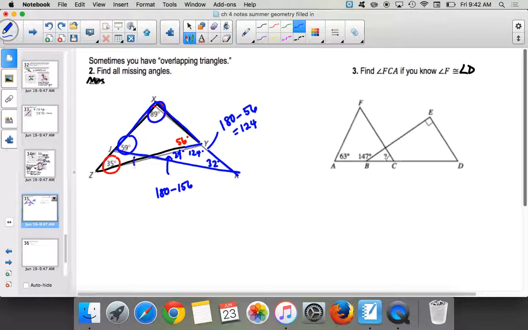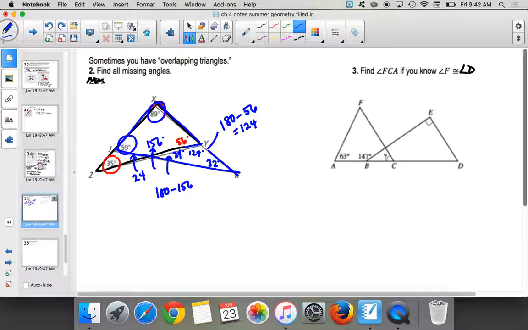What about over here? This is also 24. Am I pointing at another one? Are you thinking this one? Yeah. So this is 156, good. And then are we good? Almost. Got one more angle.